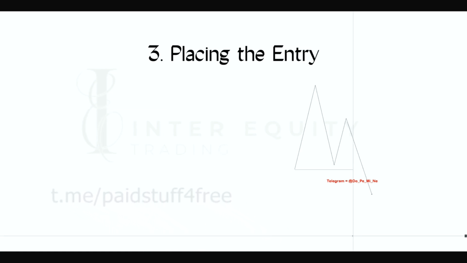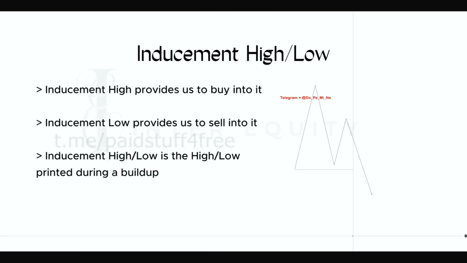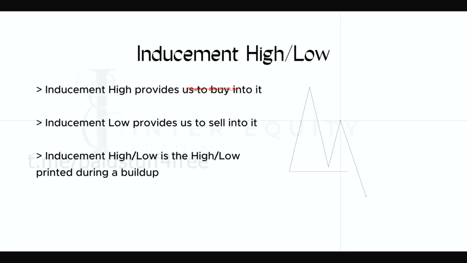All right, so next, the inducement high. Okay, so the Money Glitch model provides us an opportunity to buy into it, okay, when there is an inducement high. Once we get the buildup of buyers and the trap move to the downside, clearing the buildup or the liquidity, then we can look to buy into the inducement high, okay? This high right here is very important. Why? Because this right here is your inducement high.